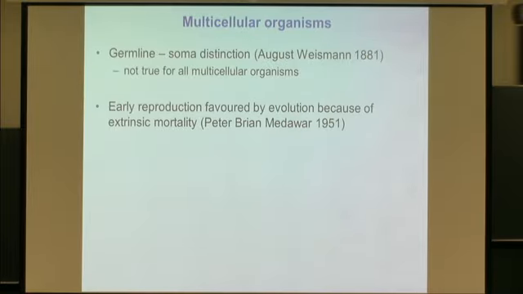And the reasoning from Peter Medawar that early reproduction is favored by evolution because there is such a thing as extrinsic mortality, because there is always a chance that one dies. Even though one might be able to live forever, one day we're going to die, right? So because of that extrinsic mortality, there is an advantage in reproducing early, because then you're more likely to have reproduced before you die.